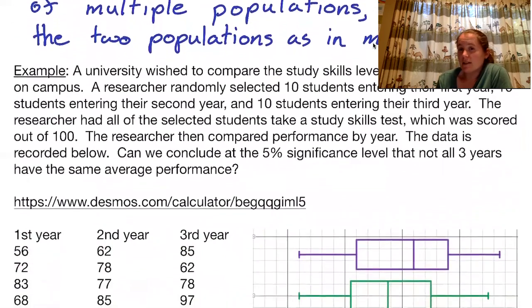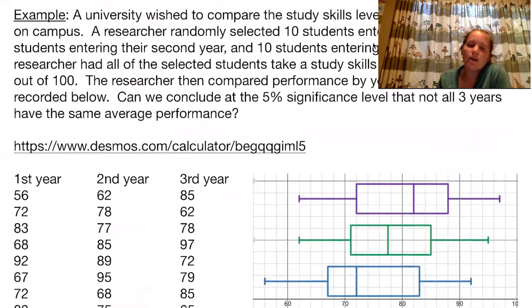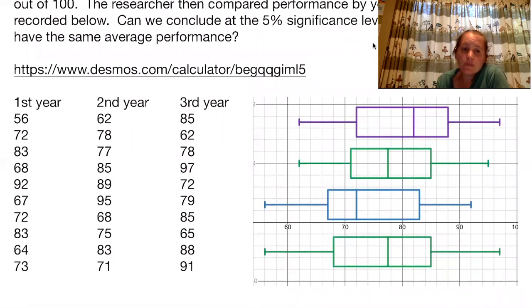So basically, we're just trying to see, do the samples provide enough evidence for the population means being different? Here's the data listed. First year scores were 56, 72, 83, 68, 92, 67, 72, 83, 64, and 73. Second year scores were 62, 78, 77, 85, 89, 95, 68, 75, 83, and 71. And the third year scores were 85, 62, 78, 97, 72, 79, 85, 65, 88, and 91.